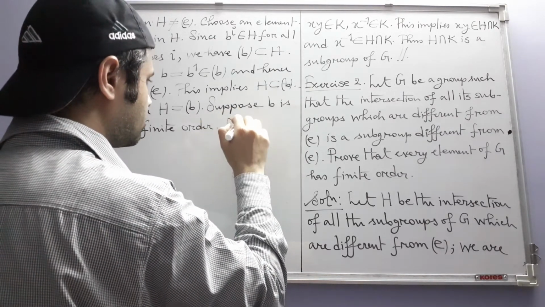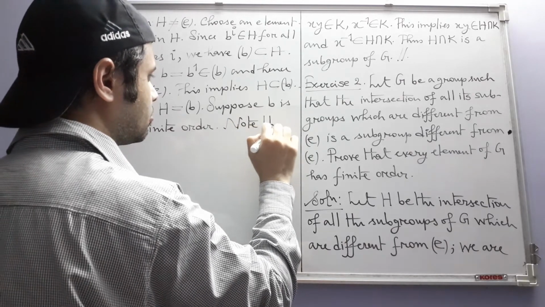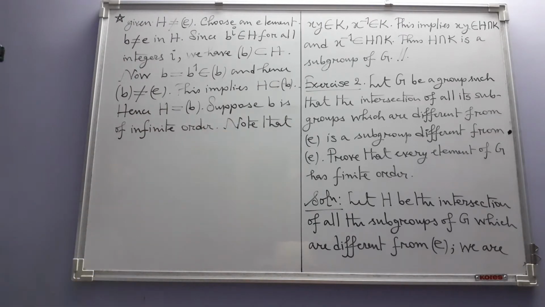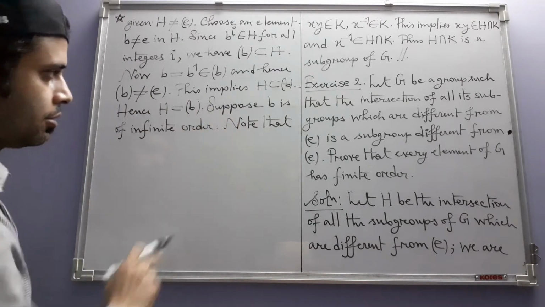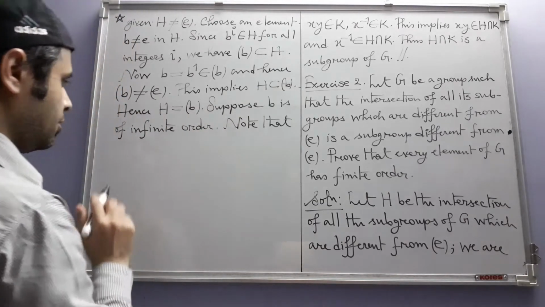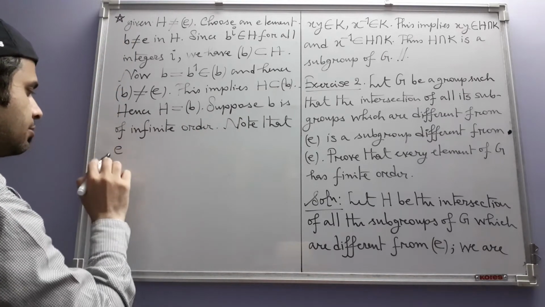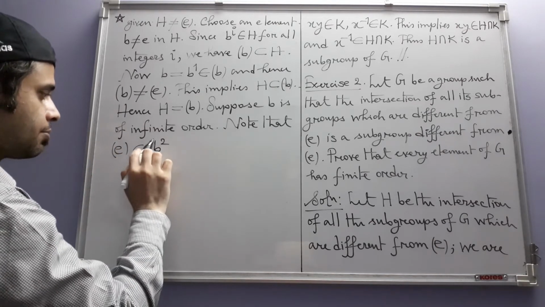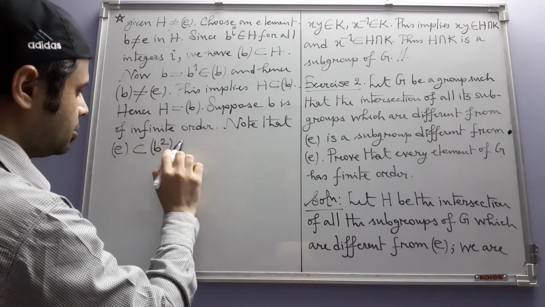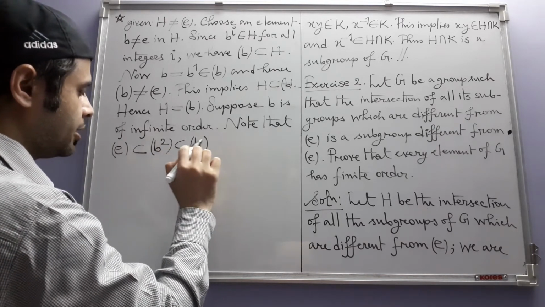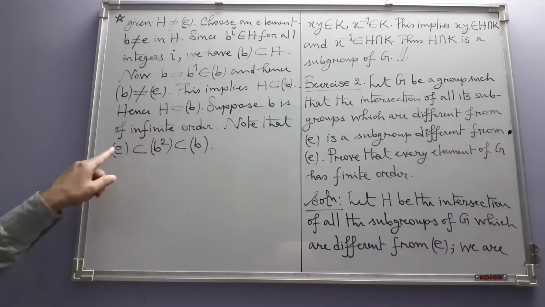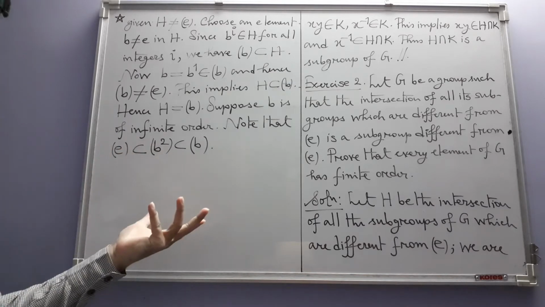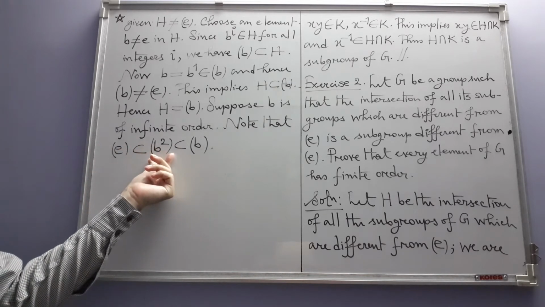Note that we let this supposition stand, and now we do something else. We are going to contradict this one. Now we note something else. Note that this is contained in the cyclic subgroup generated by b squared, which itself is contained in the cyclic subgroup generated by b. The first containment is clear because this is contained in every subgroup. In particular, it's also contained in this cyclic subgroup.